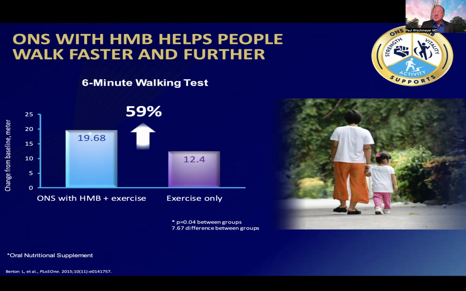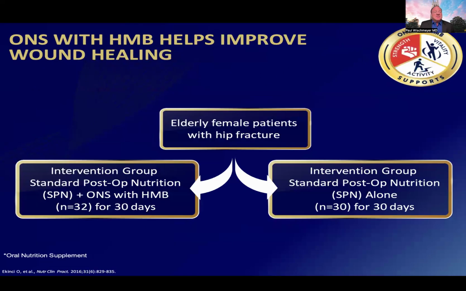And so this is the change in their 6-minute walk test. These patients, they weren't patients actually, they were healthy people. So everyday people are able to walk further, even in the elderly population, when they take HMB. And so what about sick patients?